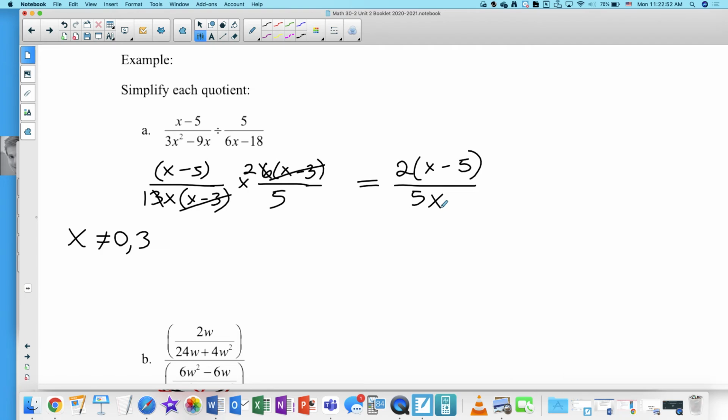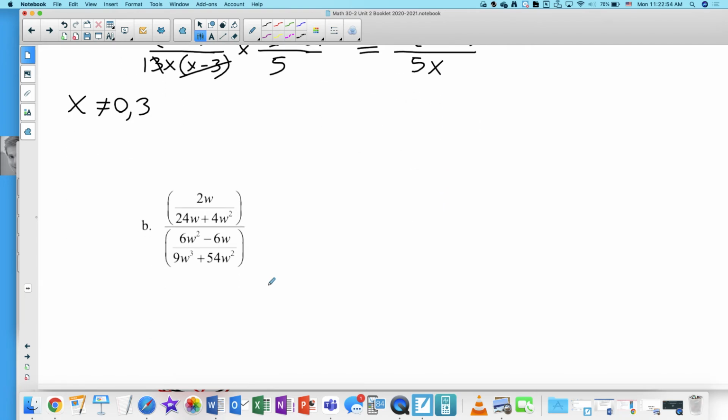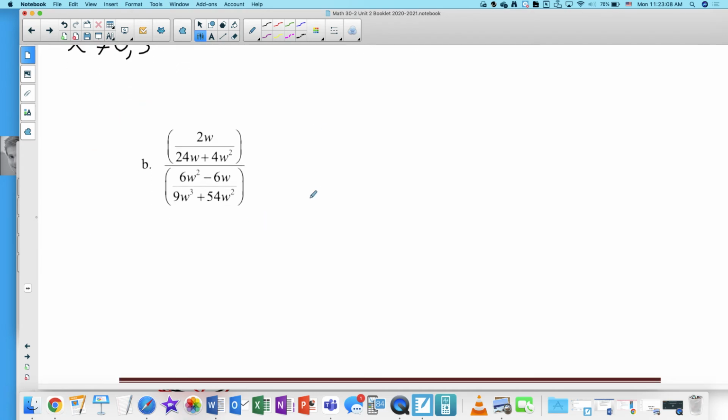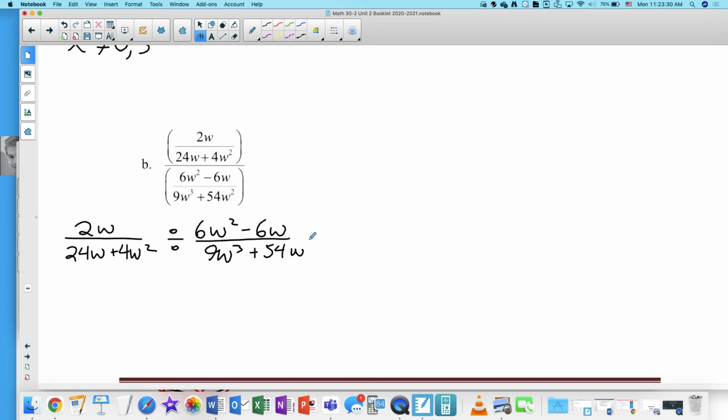Okay. All right, so next, guys, this is like a complex fraction. It's fractions within fractions. I don't particularly like them written this way when I'm doing simplification. So what I'm going to do is rewrite this where I have the numerator divided by the denominator. So this will be 2w over 24w plus 4w squared divided by 6w squared minus 6w over 9w cubed plus 54w squared.